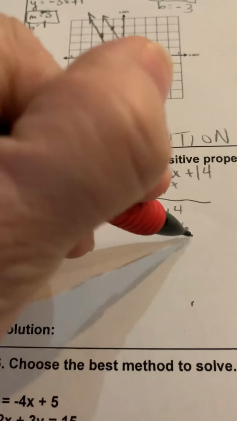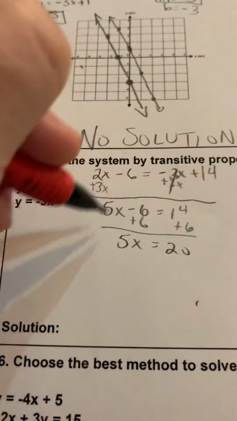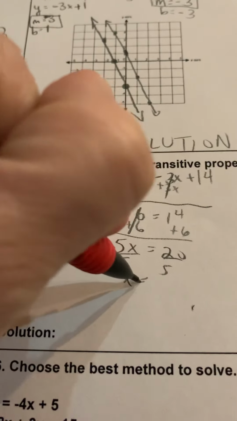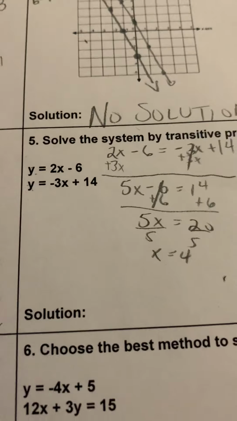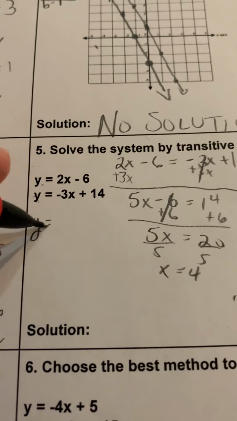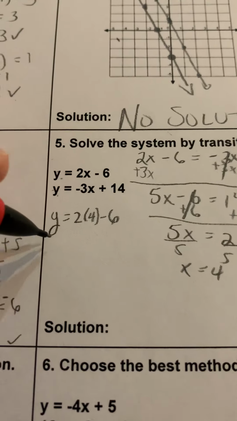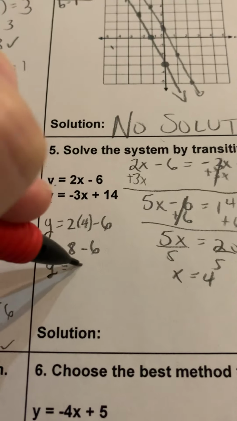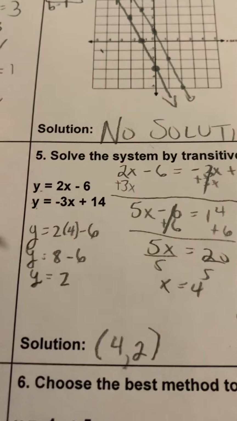Add 6 to both sides. And I have 5x equals 20. So divide both sides by 5, and x equals 4. Now that I know that x equals 4, I'll just plug it into this equation here. Y equals 2 times 4 minus 6. So y equals 8 minus 6. Y equals 2. So my solution is 4, 2.